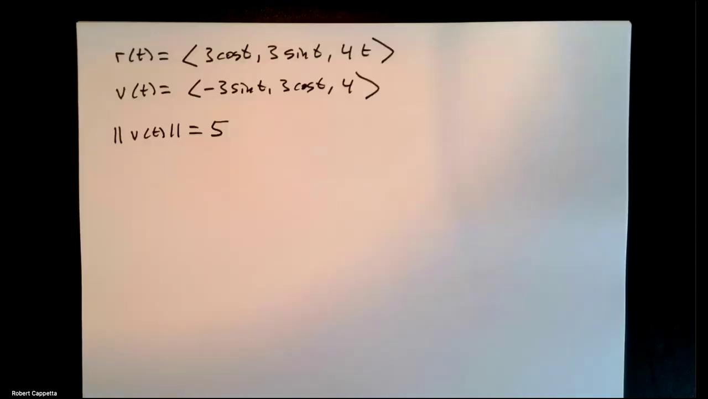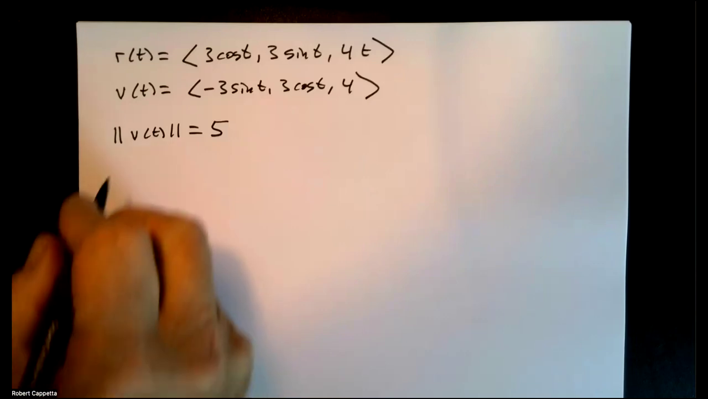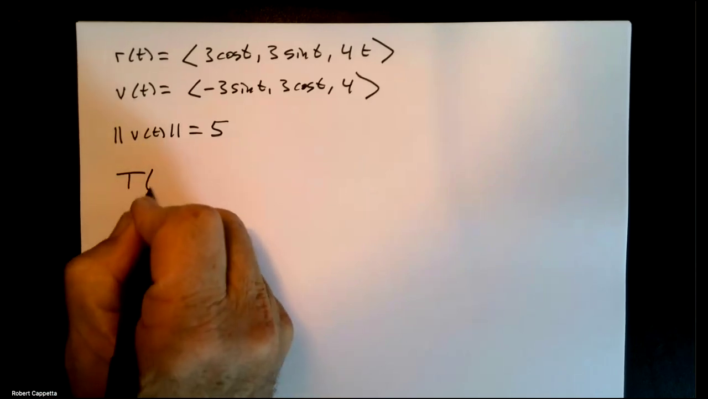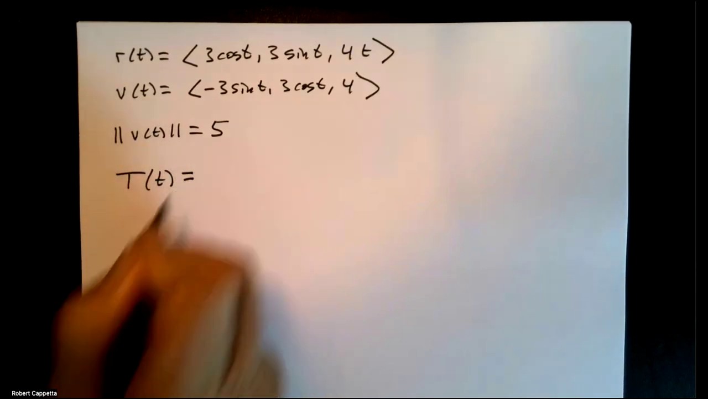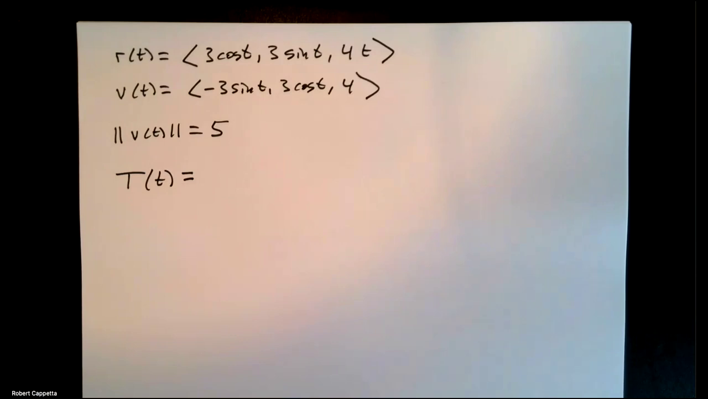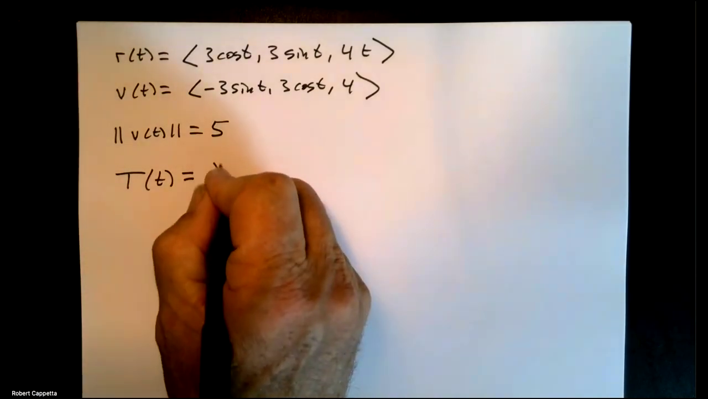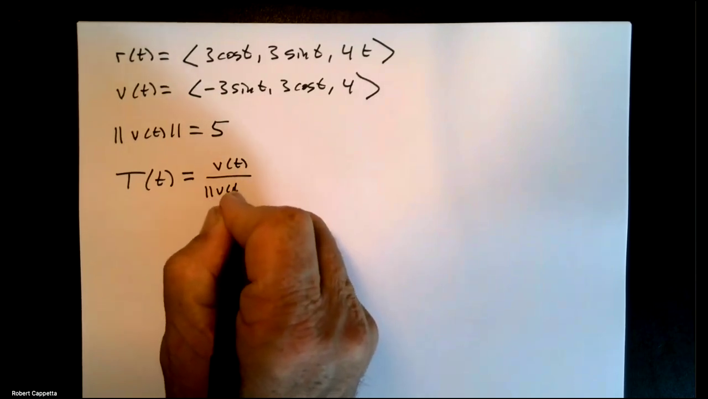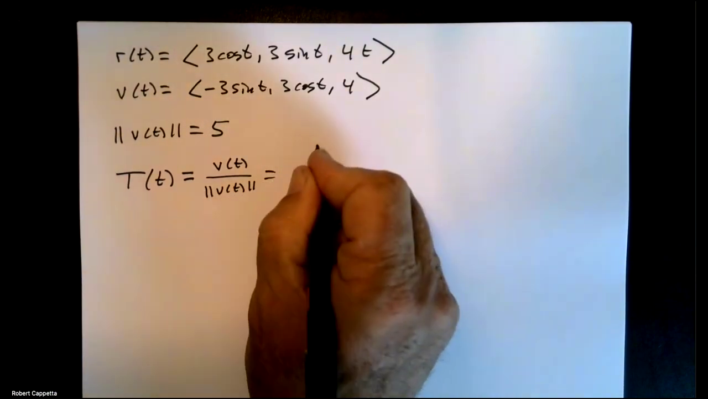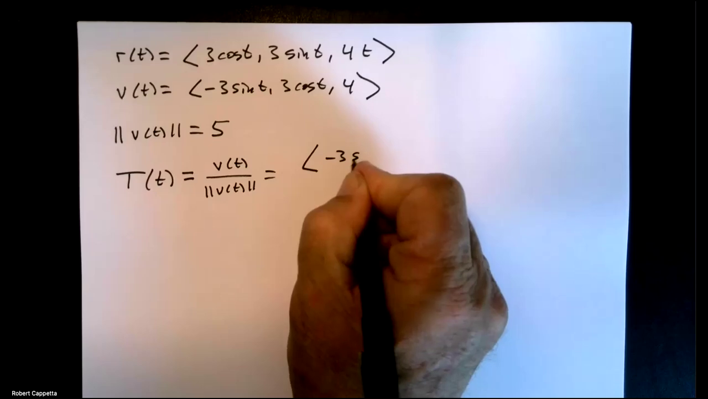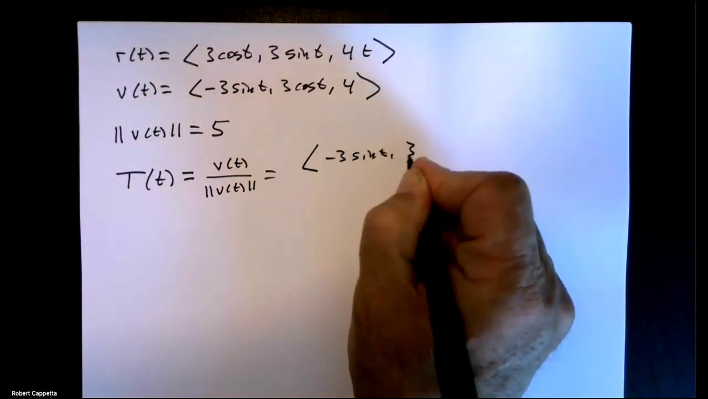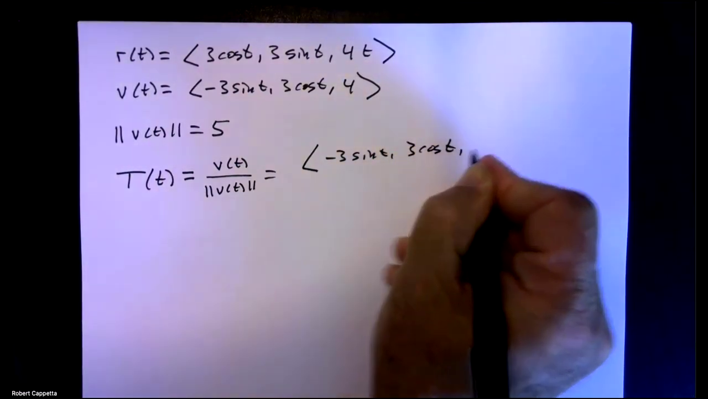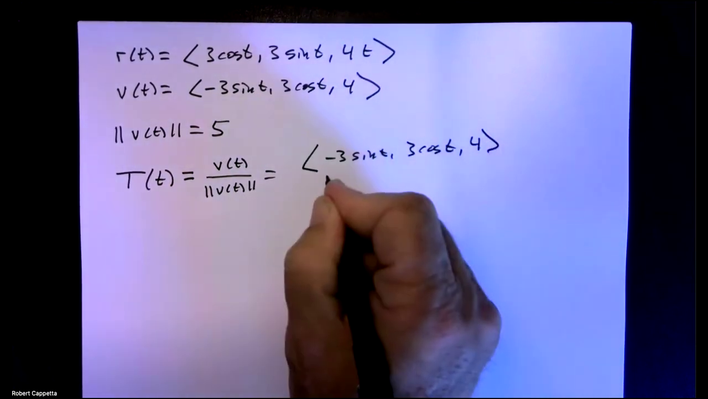So here's our relevant information. R of t, our position function, v of t, our velocity, and magnitude of v of t, which is our speed. The unit tangent vector is in the same direction as the velocity, but it has length 1. The unit tangent vector is simply v of t divided by the speed, divided by the magnitude of v of t. So what is that? Negative 3 sine t, 3 cos t, 4, all divided by 5.